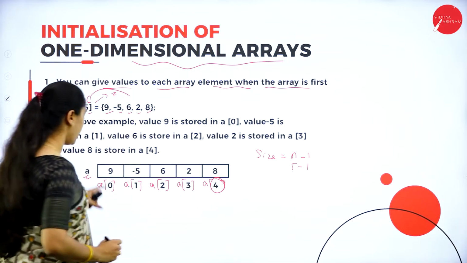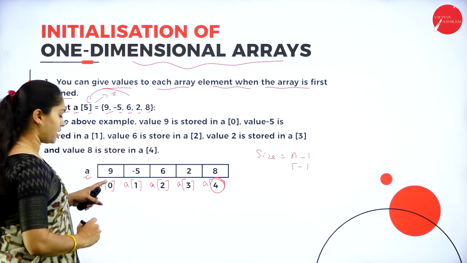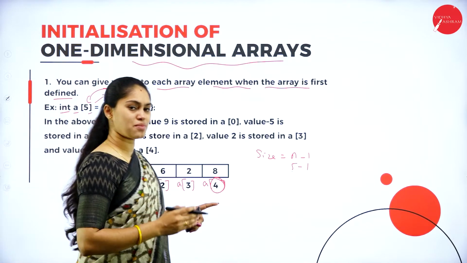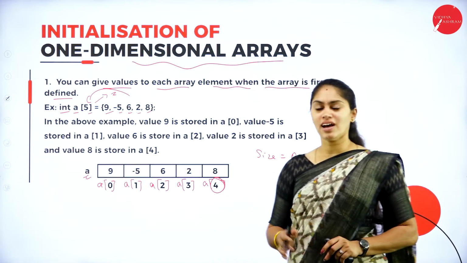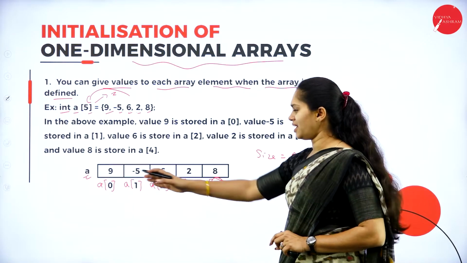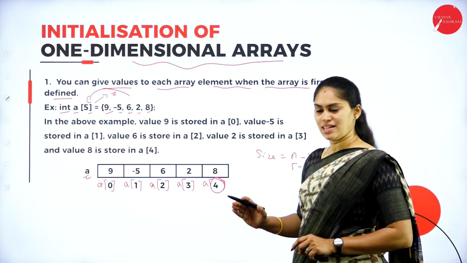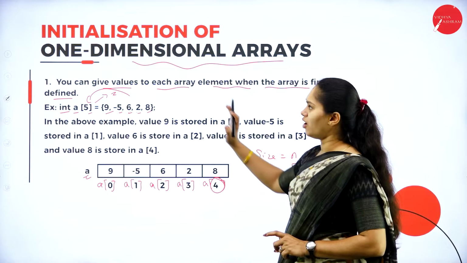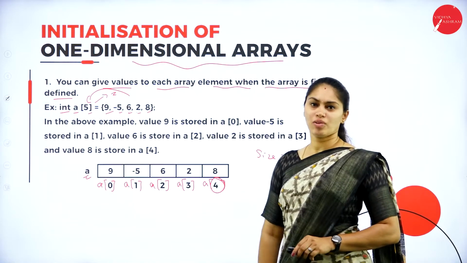Fine. A is the name of an array. First element, A of 0, that is the base index. Base index or address will hold the location of the first element. Then we can get to know the further elements. This is one way of initializing a one-dimensional array.